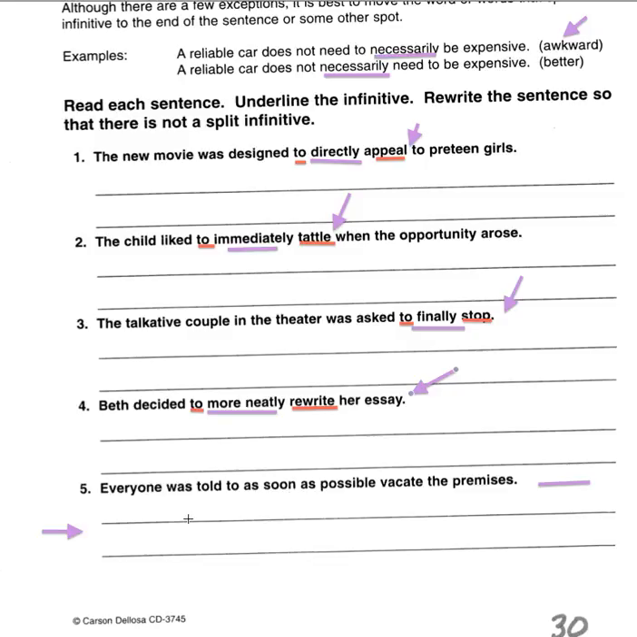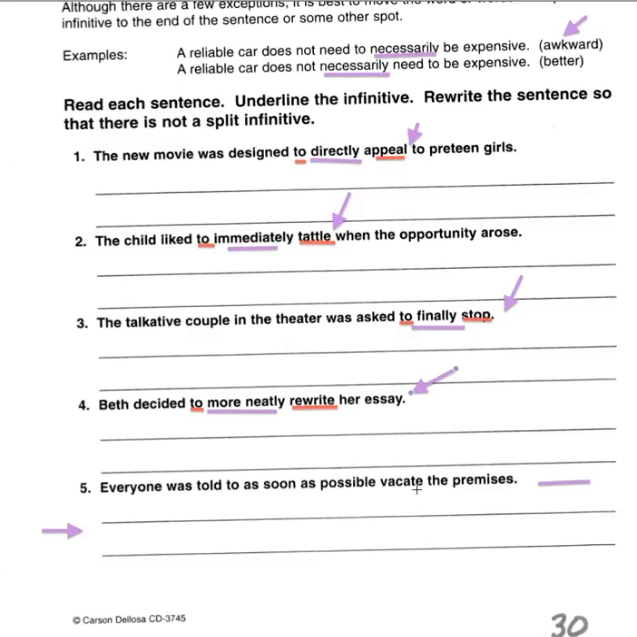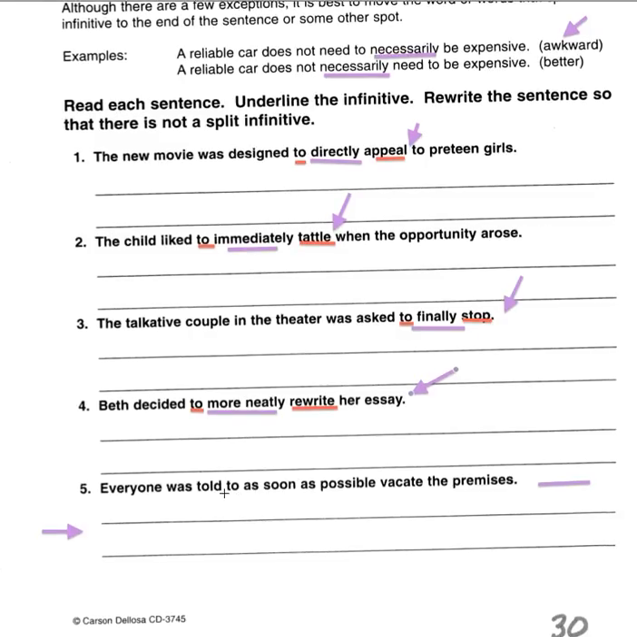Well, it's all about fluency and how clearly we can say it, how clearly someone can read it. Everyone was told to, as soon as possible, vacate the premises. Awkward. Ugh. All right, let's underline our infinitive. To plus vacate. We've got a whole bunch here that we need to move, as soon as possible. Oh, how many times do we say that? Many. It's also abbreviated ASAP. All right, everyone was told to vacate the premises. Where does it make the most sense? This is another great example where it makes more sense right here, down here at the end.